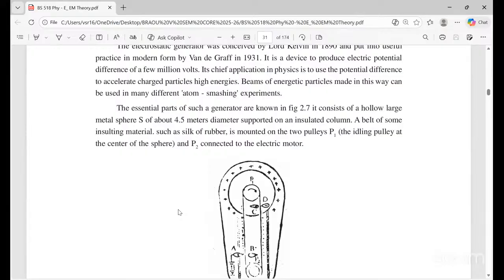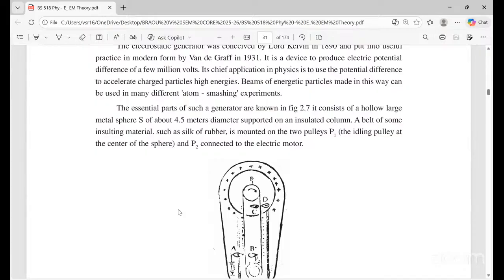It is needed here when it is going to be used in a betatron, cyclotron, synchrocyclotron, all these, if more and more acceleration is required, say high energy of the potential is needed. There itself we are going to be using this. A beam of energetic particles made in this way can be used in different forms: atom smashing experiments.